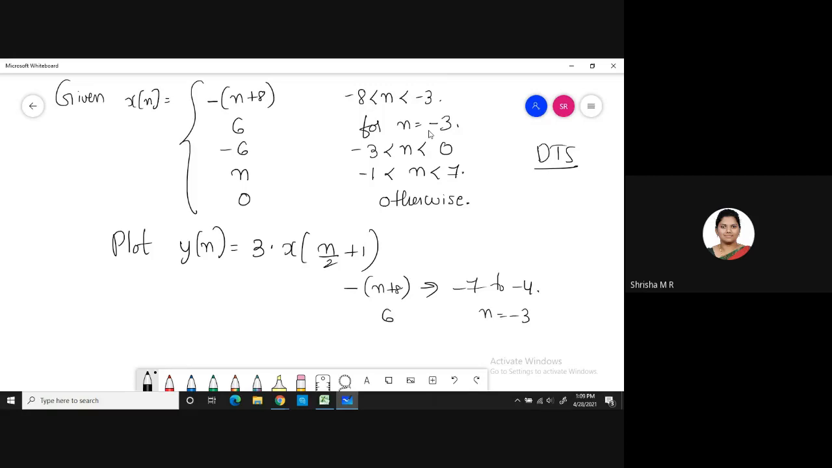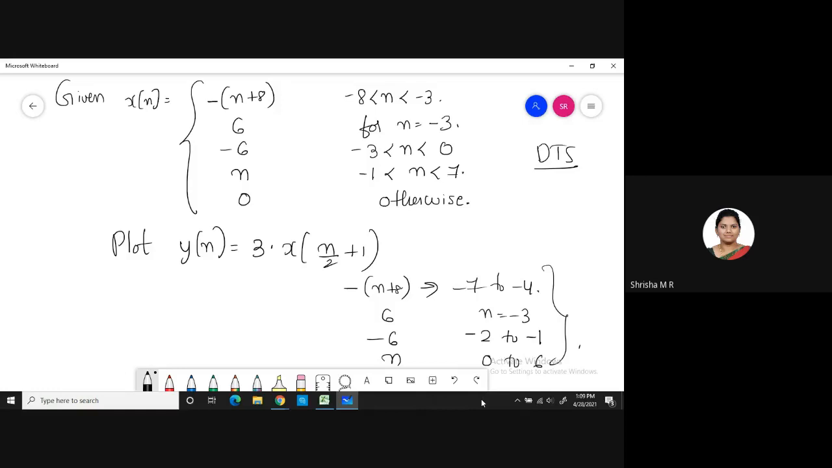Again, between minus 2 to minus 1, what is the signal? At minus 2 and minus 1, it is minus 6. Again, you have been given n less than 7. Correct? N is greater than minus 1 and less than 7. So what is the meaning of that? From 0 to 6, the waveform is n. Got it?